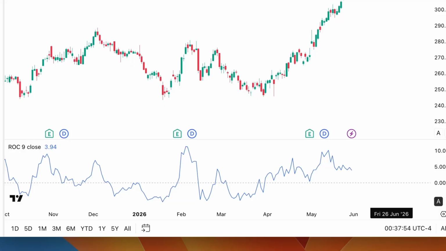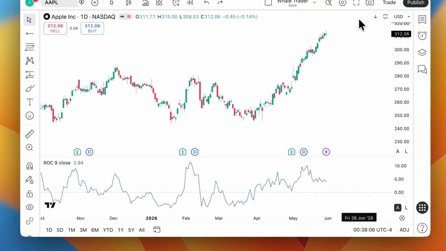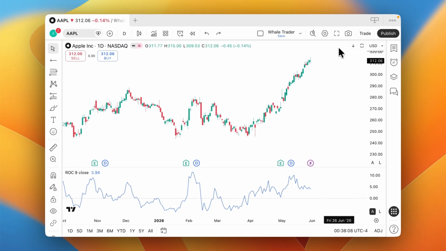You'll see a lower pane with a line. Now notice that it's oscillating around the 0 line. Above 0, price is higher than it was that many bars ago, upward momentum. Below 0, downward. Now the default length is 9, and the useful read isn't just the line being positive or negative, it's actually the distance from 0.